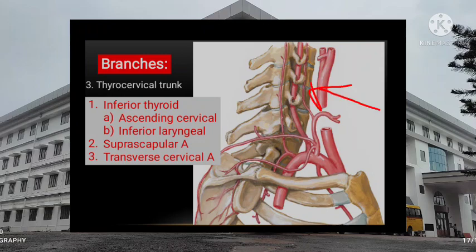The ascending cervical artery ascends on the transverse processes of the cervical vertebrae along the medial side of the phrenic nerve and supplies the vertebrae and the spinal cord. The inferior laryngeal artery accompanies the recurrent laryngeal nerve and supplies the laryngeal muscles and the mucous membrane below the vocal fold.